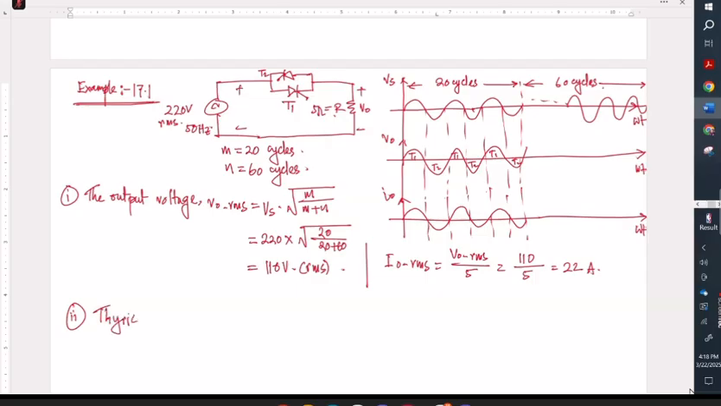thyristor average current. I thyristor average. How can we do that? Now, this portion, it is coming from T1. Again, this is T1. This is T1. Right? So what should be the thyristor average current? Is it 0 or is it positive?